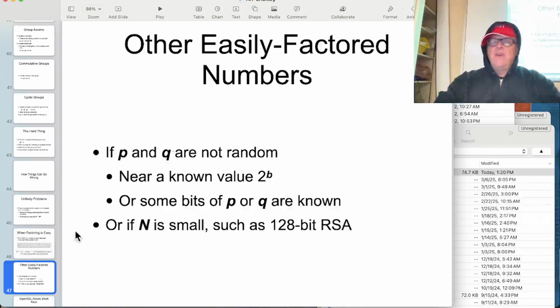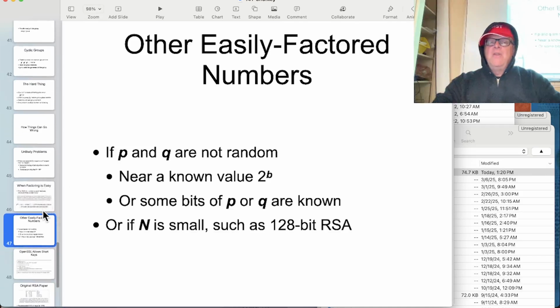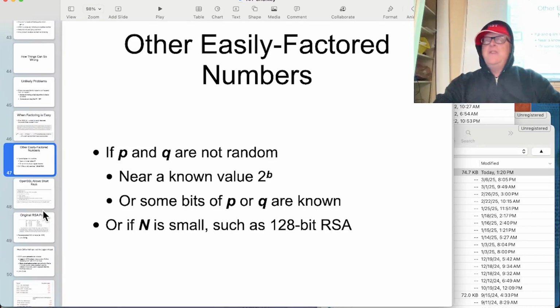And there are other ways it can go wrong too. If they're near a known value like 2 to the b, or if some bits are known, or if n is small, and there are other cases. There are quite a few cases where RSA fails. There are prime numbers where it gets to be easy. Like you mentioned about the NP-complete problems, sometimes they're easy, and you really need something that's always hard.